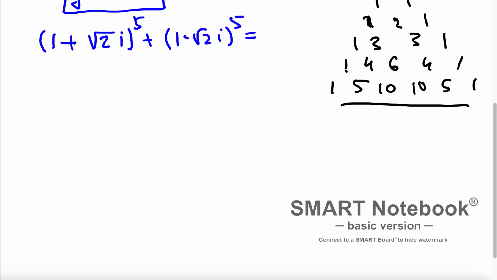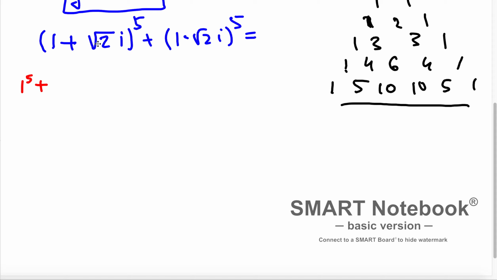And the other thing I want to mention: if I'm taking 1 in a 5, 1 in a 5 is 1. Let me write this way. Plus, because it's a plus, all of the coefficients in front are going to be positive. And here 1 doesn't matter what power it is, 5 or 4 or 3, it's still going to be 1.